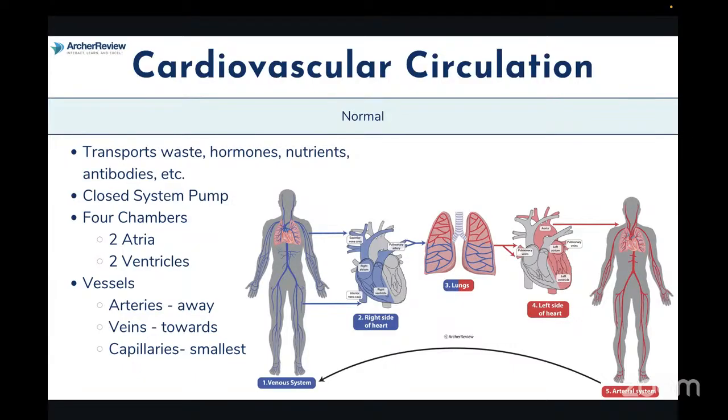The list is numerous. The cardiovascular system is a closed pump. It is made up of four chambers, two atria and two ventricles. And there are vessels in this cardiovascular system because remember, it is the transportation system. So there are vessels all throughout. There are arteries. Arteries carry blood away from the heart, arteries away.